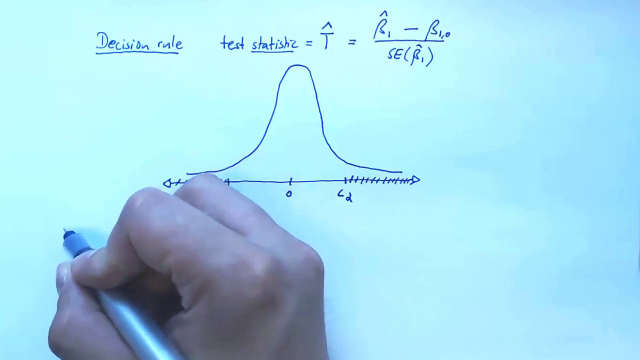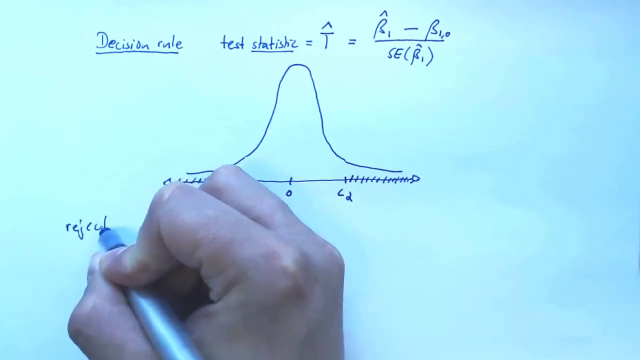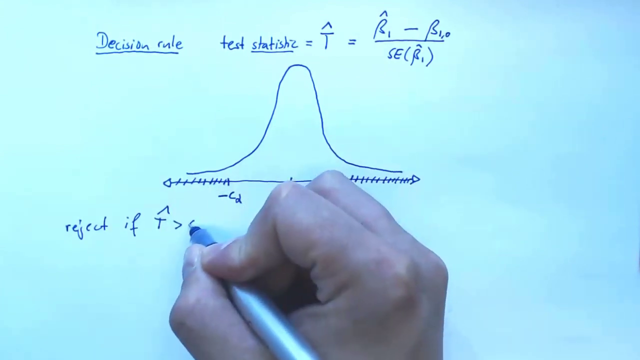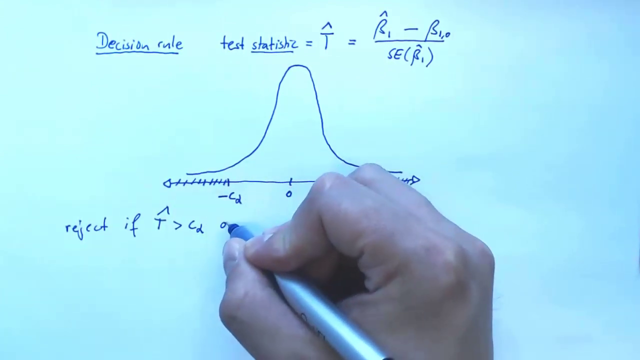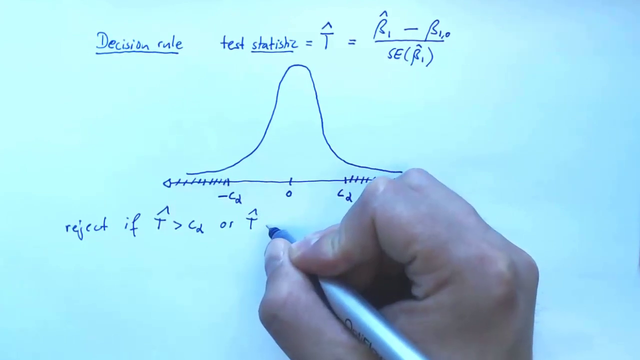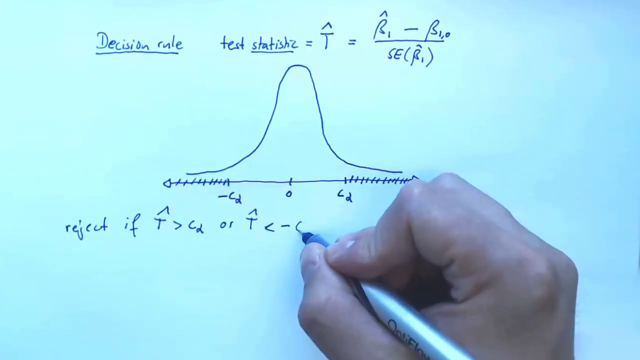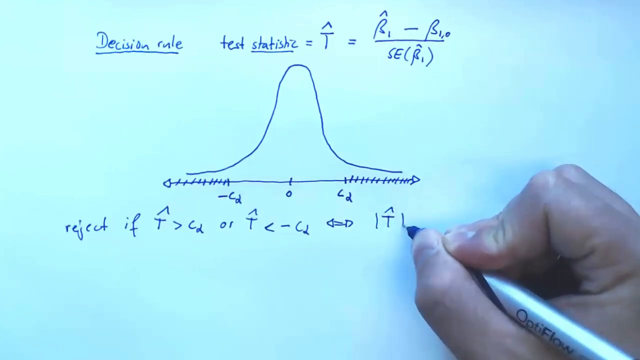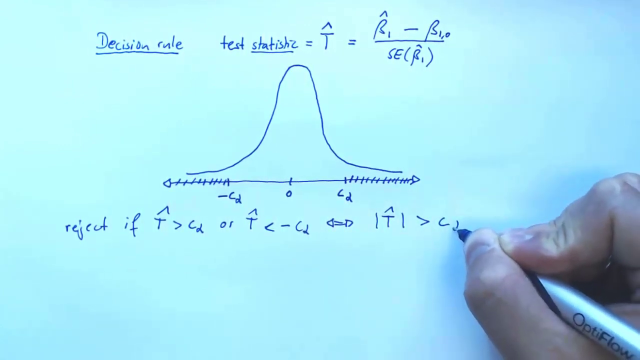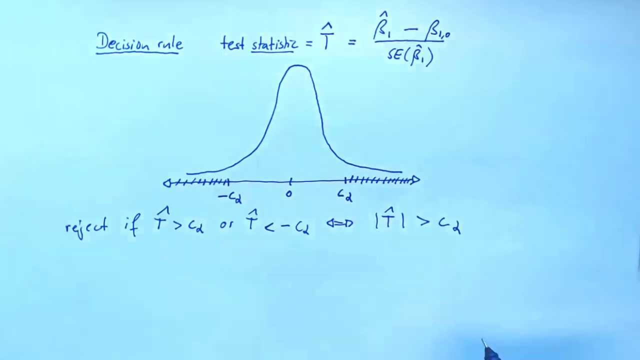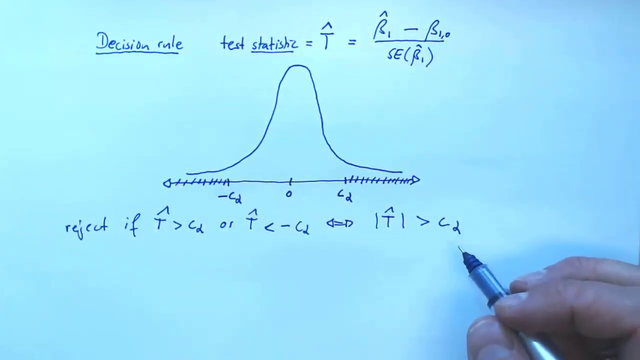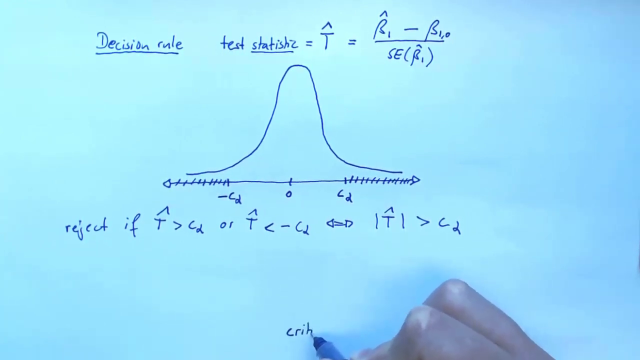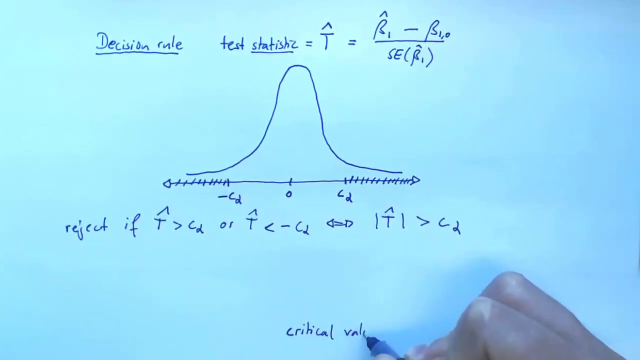So let's write that down. We reject if t hat is larger than C alpha or t hat is smaller than minus C alpha. And this is obviously equivalent to rejecting whenever the absolute value of t hat exceeds C alpha. And C alpha we'll call our critical value.